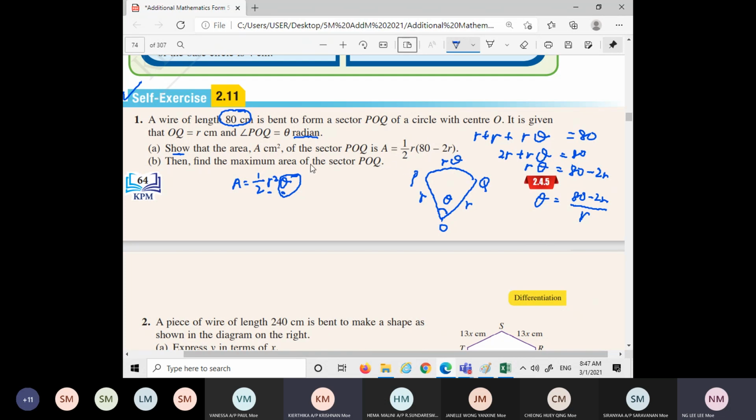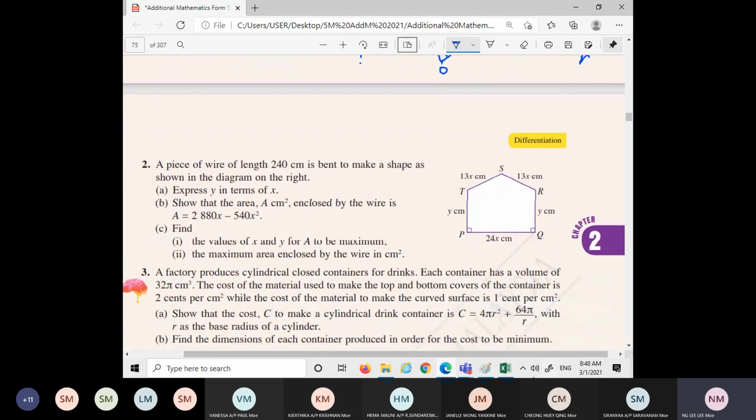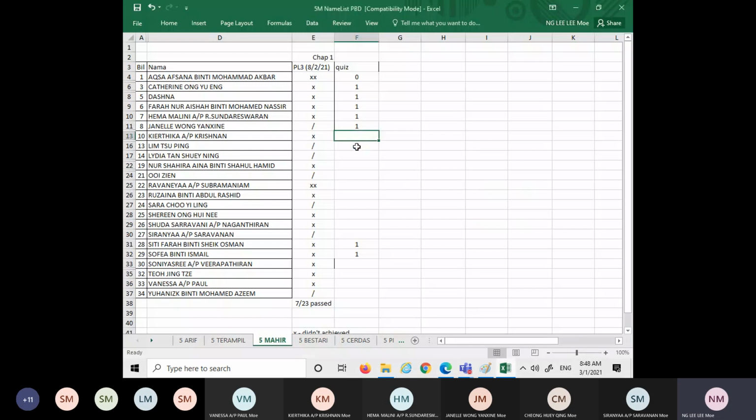Then find the maximum area of the sector POQ. So for this part you're going to do dA by dr and continue as usual. I don't want to help you with this part anymore. I just want to help you on this part. Now we go to question number 2. Kritika has answered my question, so I should give her 1 mark as well.